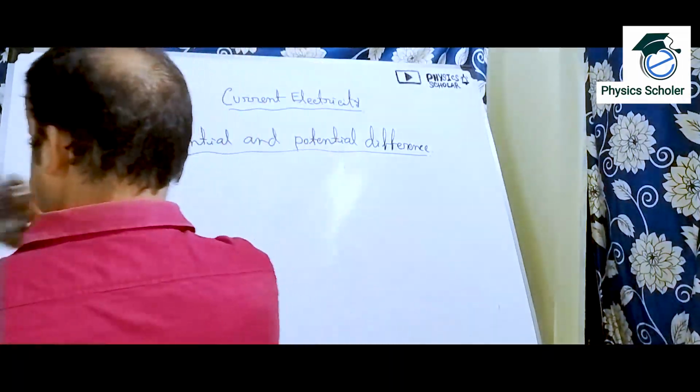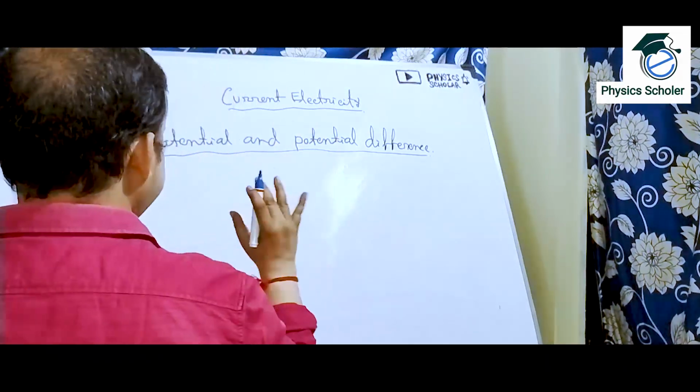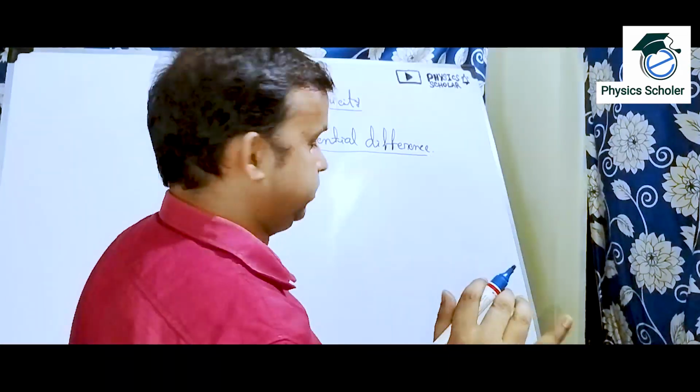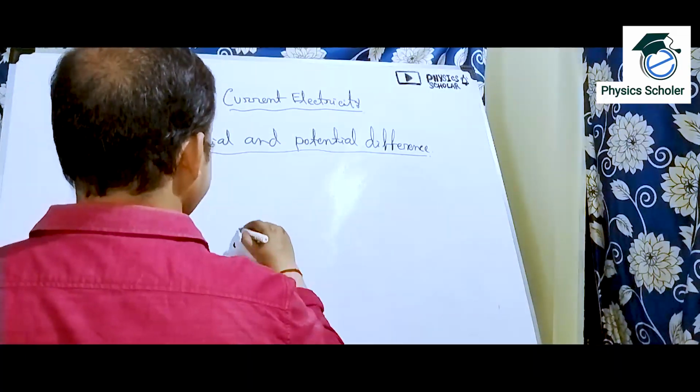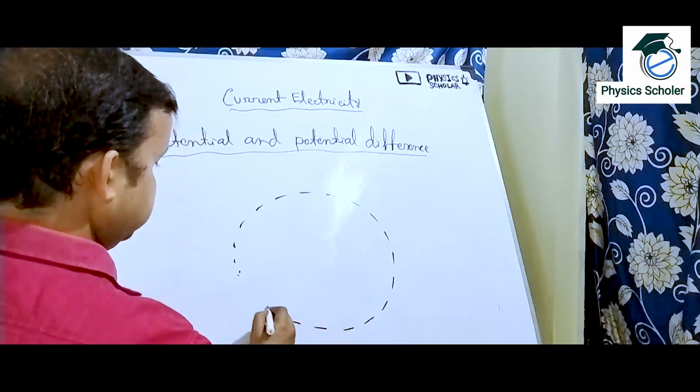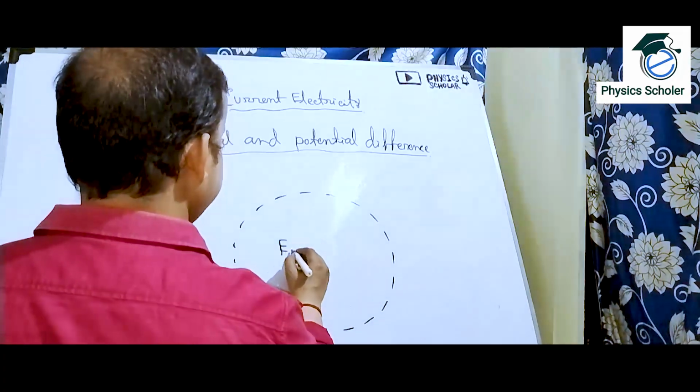Now the thing is that there is a traditional definition. Suppose this is the area of an electric field. Suppose it is the electric field.